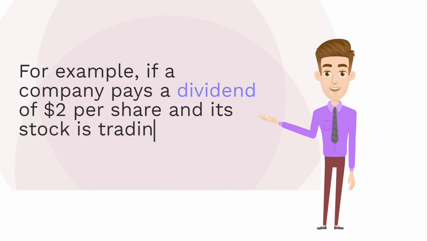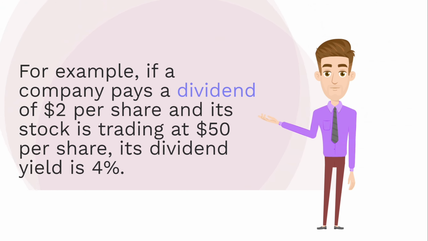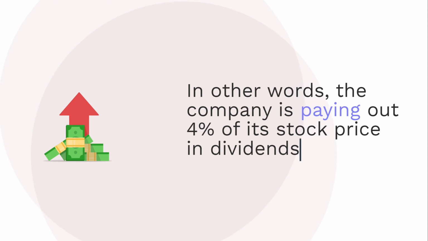For example, if a company pays a dividend of $2 per share and its stock is trading at $50 per share, its dividend yield is 4%. In other words, the company is paying out 4% of its stock price in dividends annually.